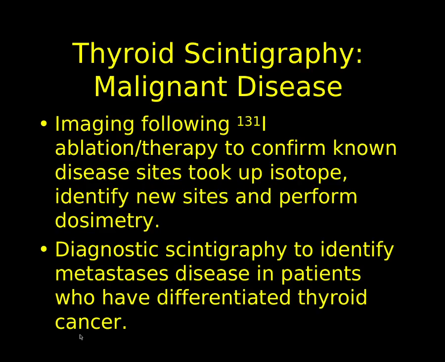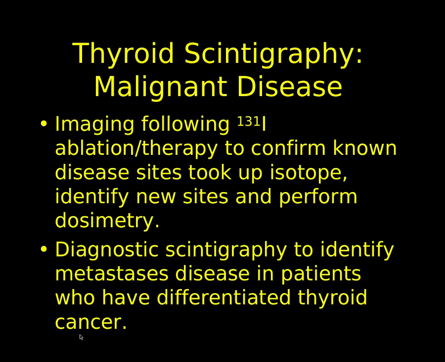So why do we use iodine? Why do we use thyroid scintigraphy to manage patients with thyroid cancer? Well, there's two things we do. We're using iodine 131 as a therapeutic option in patients with thyroid cancer in ablation and therapy. I'll explain the difference between those in a minute. We're doing that to confirm known disease sites for which we're giving the treatment, to identify any new disease sites, and to perform dosimetry. So what does all that mean?